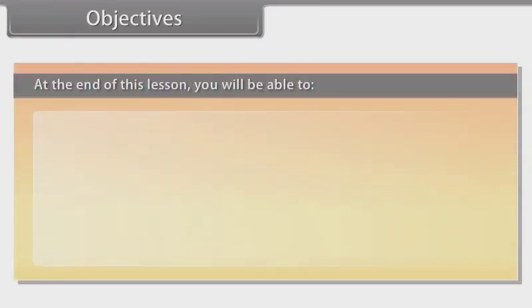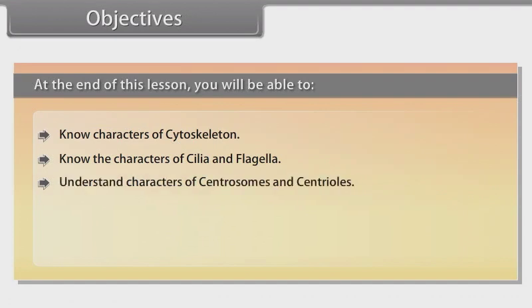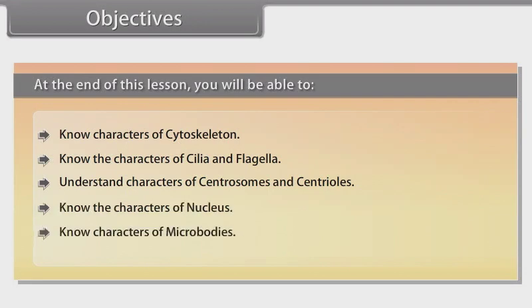Objectives. At the end of this lesson, you will be able to know characters of cytoskeleton. Know the characters of cilia and flagella. Understand characters of centrosomes and centrioles. Know the characters of nucleus. Know characters of microbodies.